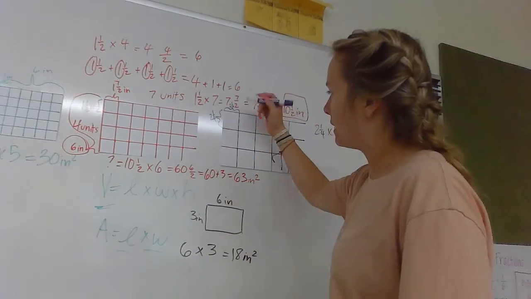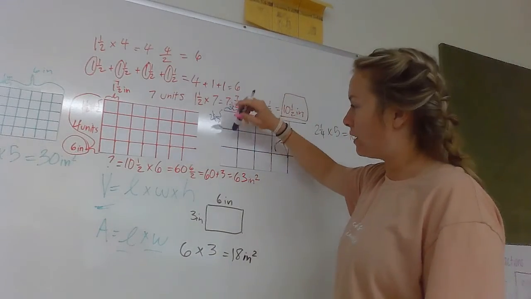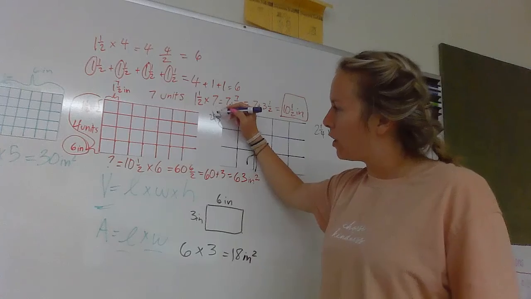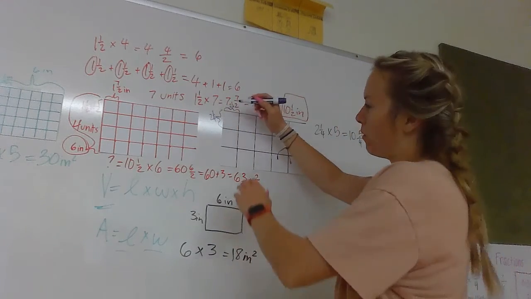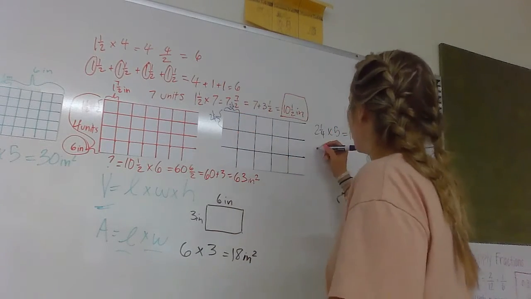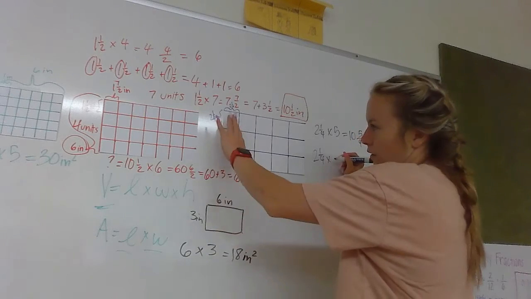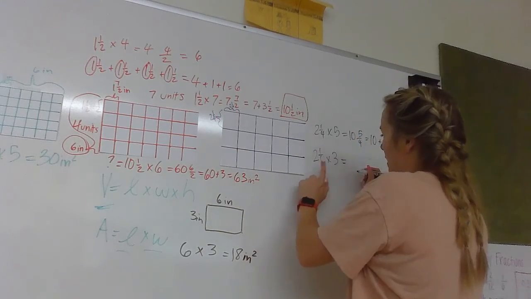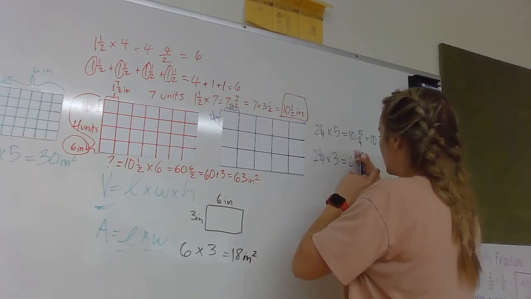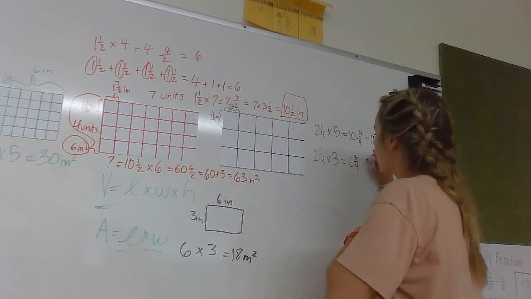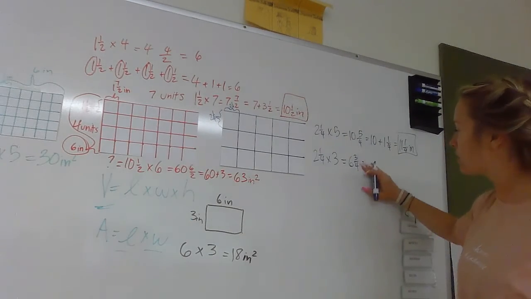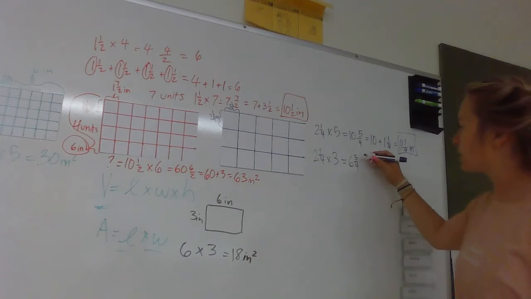Now how many units in width does this guy have? 1, 2, 3. So we got 3 units in width, and we have to multiply that by 2 1/4 inches to figure out what our total width is, because it's 2 1/4 plus 2 1/4 plus 2 1/4. So I'm going to do 2 1/4 times 3. 3 times 2 is 6, and 3 times 1/4 is 3/4, and that equals 6 3/4. We can't simplify that any further. So it's 6 3/4 inches.